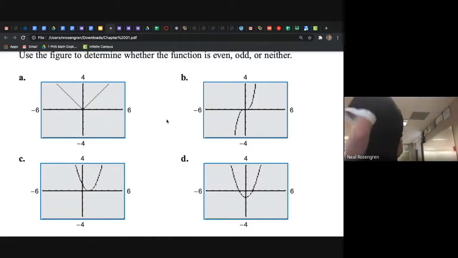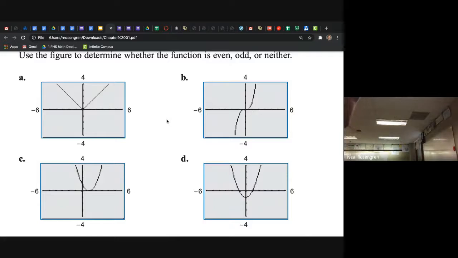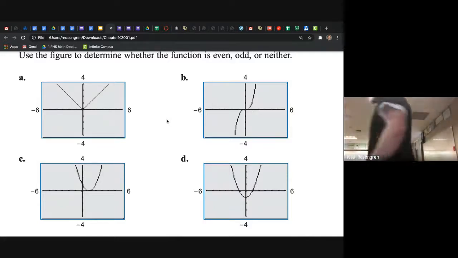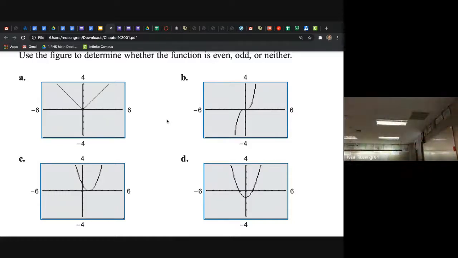All right. A, even, odd, neither. Shout it. Even, right? There it is. Line of symmetry. Perfect line of symmetry. Every point is directly across from another one. Okay. What about B? Even, odd, neither. Odd. Because through this point, that same distance kind of goes right there. That same distance across works.